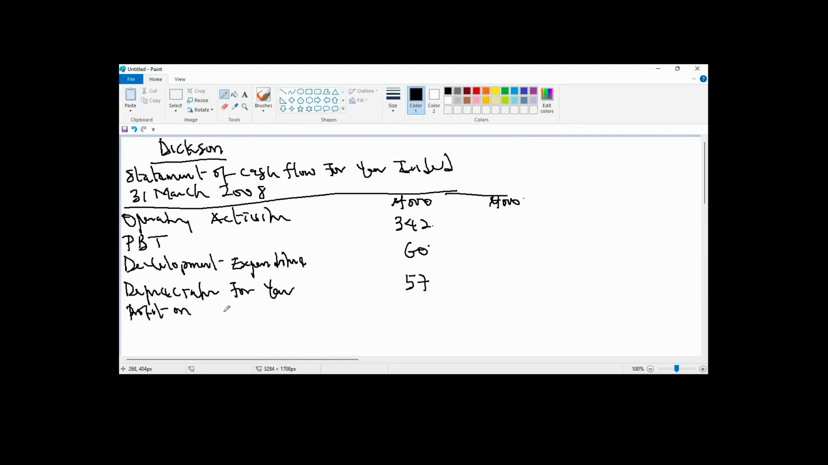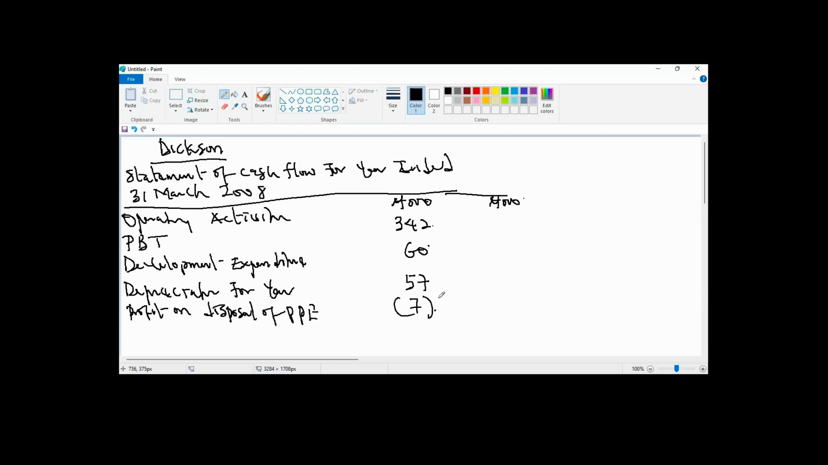Profits on disposal of PPE. We go to the question: what is the profit on this property? 7. That is all.